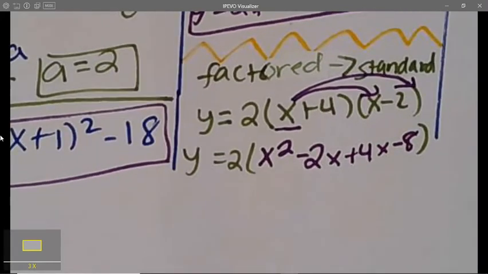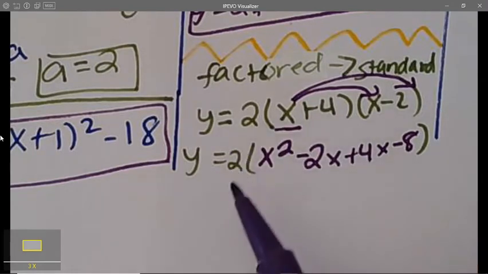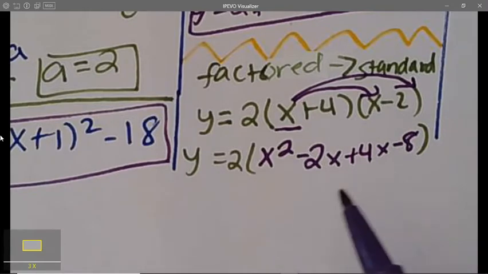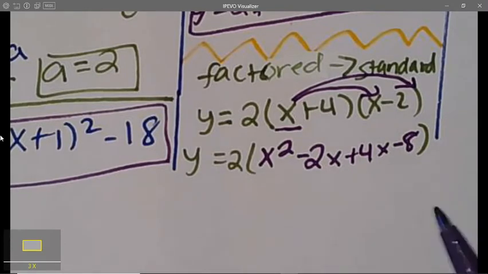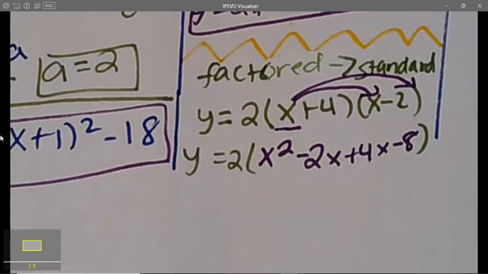Alright, now again, you can distribute the 2 right now and be done with distributing. Again, I like to simplify down my parenthesis first, then distribute. But again, you'll get the same answer, so it really doesn't matter. It's kind of whatever you prefer to do. Okay, so I'm going to first simplify down my parenthesis.